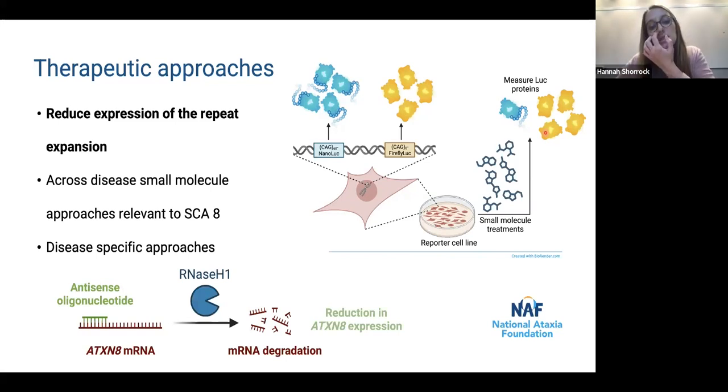There's also the potential for disease-specific approaches for spinocerebellar ataxia type 8. And so one of these includes the use of antisense oligonucleotides. So these are little sequences of nucleic acid that would bind to the ataxin 8 mRNA. And this would signal for an enzyme to come along. And so this particular enzyme would then chew up this RNA, leading to degradation of that RNA. And so this again would lead to a reduction in the ataxin 8 expression. And so these kinds of approaches that are still in very early stages could lead to things that would reduce the expression from those repeat expansions, and over time might yield compounds that could potentially progress through to clinic.